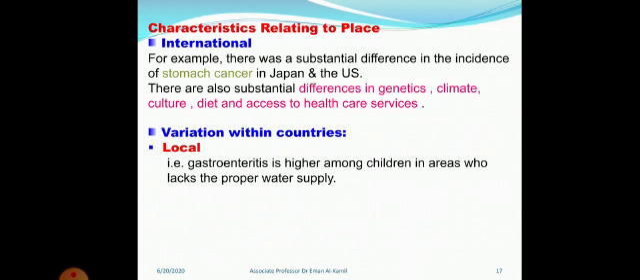Either it is local; for example, gastroenteritis is higher among children in areas that lack proper water supply. So there are local variations. For example, there are certain infections which are localized to a certain area because they are associated with a certain risk factor, such as the occurrence of gastroenteritis if the individual has improper water supply or improper sewage disposal.